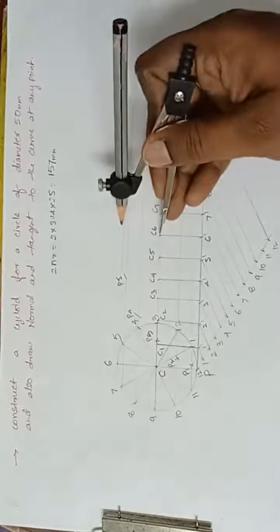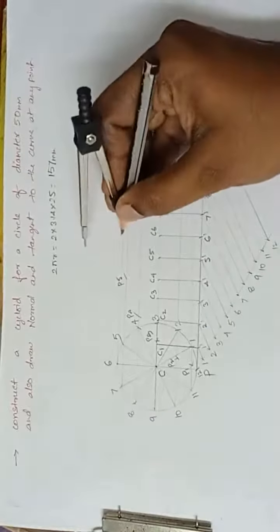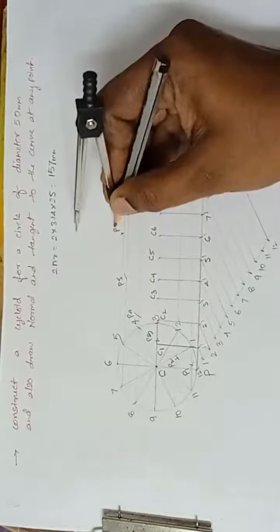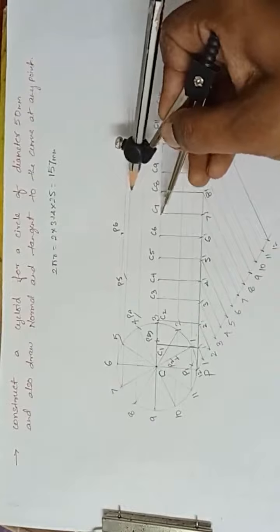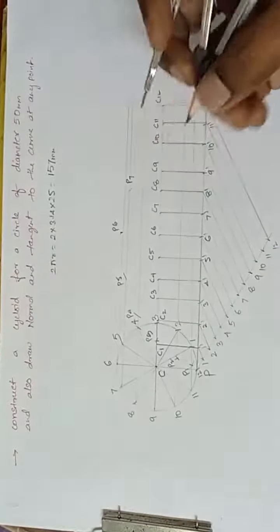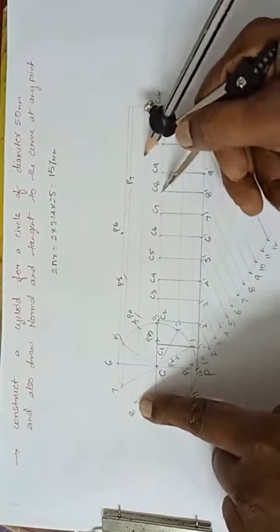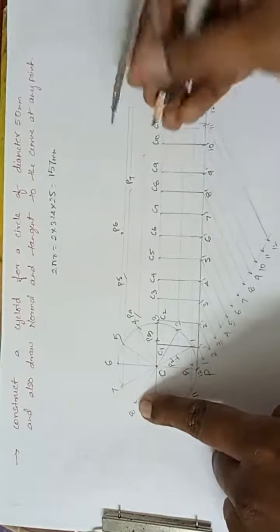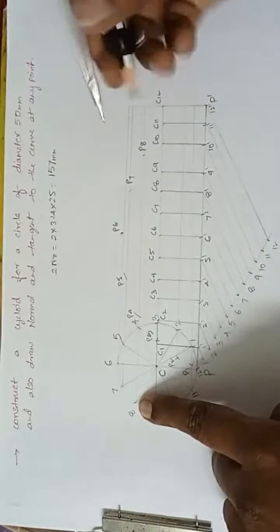Next, C6 as center, cut the sixth line somewhere here. You will get this, which is P6. Now, C7 as center, cut here. This is the seventh line, and this is P7. Next, C8 as center, eighth line. See, like this you have to cut. This is P8. Next, C9 as center.